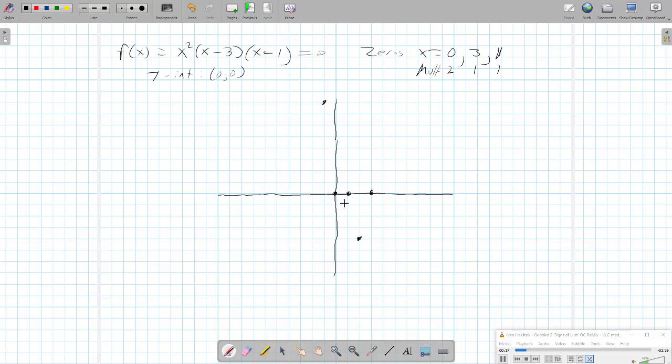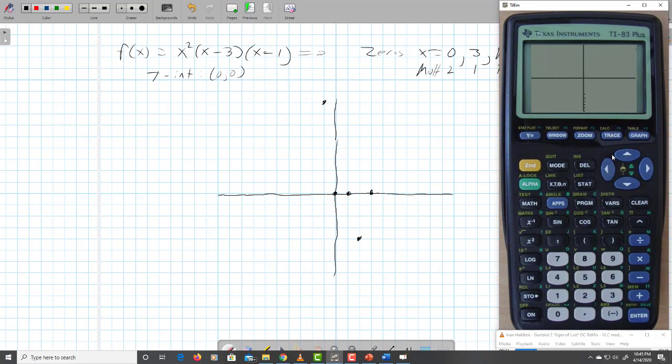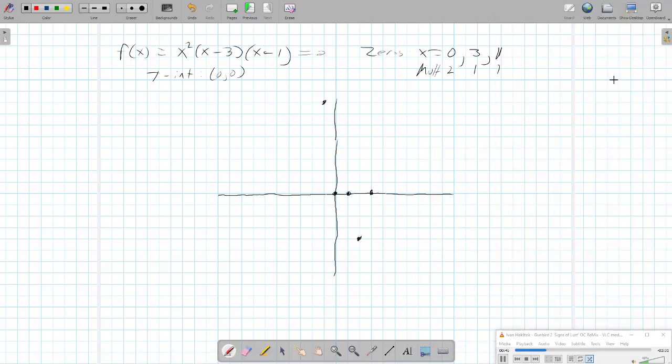I would like to know what it does in between these two. I know it has an even multiplicity, so it should bounce back up and come back down and cross, but I'm not sure how far it bounces up. So let's go into trace, and let's plug in something in there. So let's plug in 0.5, 0.3125. All right, that's a little under 1/3, so that's about right there.